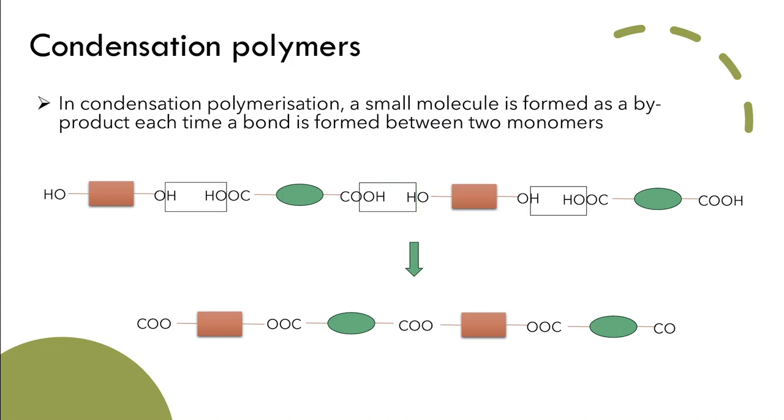Condensation polymers. In condensation polymers, a small molecule is formed in addition to the polymer. Here in condensation polymer, we react a dihydroxyl compound with a dicarboxylic acid compound, and they react together to give an ester, and then a small molecule of water is removed in this reaction. Then again, there is a repeating unit, which is the ester.